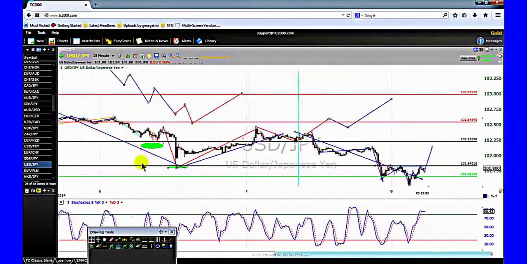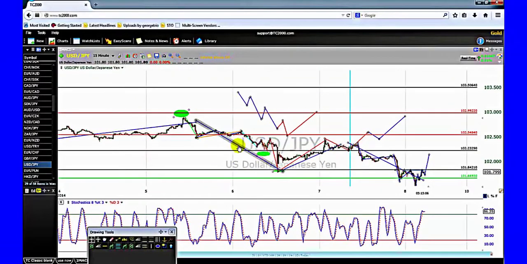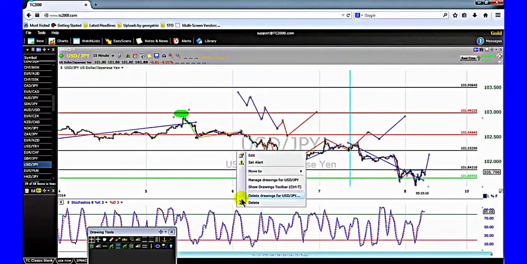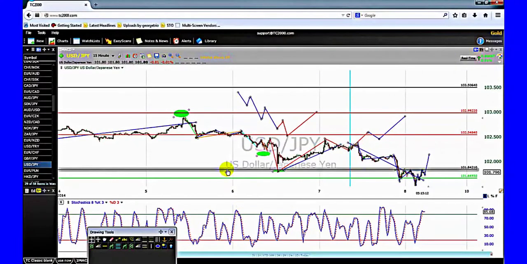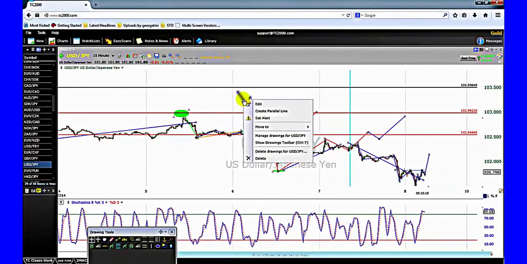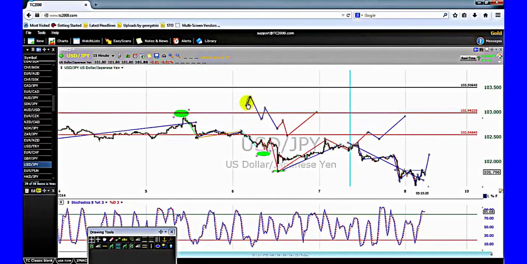If I want to simplify everything, what I'm going to do now, I'm going to remove some of my lines, and we're going to highlight some key levels, how the price did behave for this complex wave count. Remember, the price is always moving from one key level to the next key level.